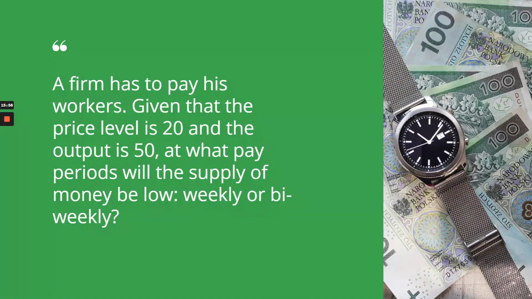Let's look at an example. So, a firm has to pay its workers. Given that the price level is 20 and the output is 50, that's the Q. Okay, output is the Q. Q is actually part of the GDP. Output, if you look at the whole nation or the whole country, that output is the GDP. At what pay periods will the supply of money be low?